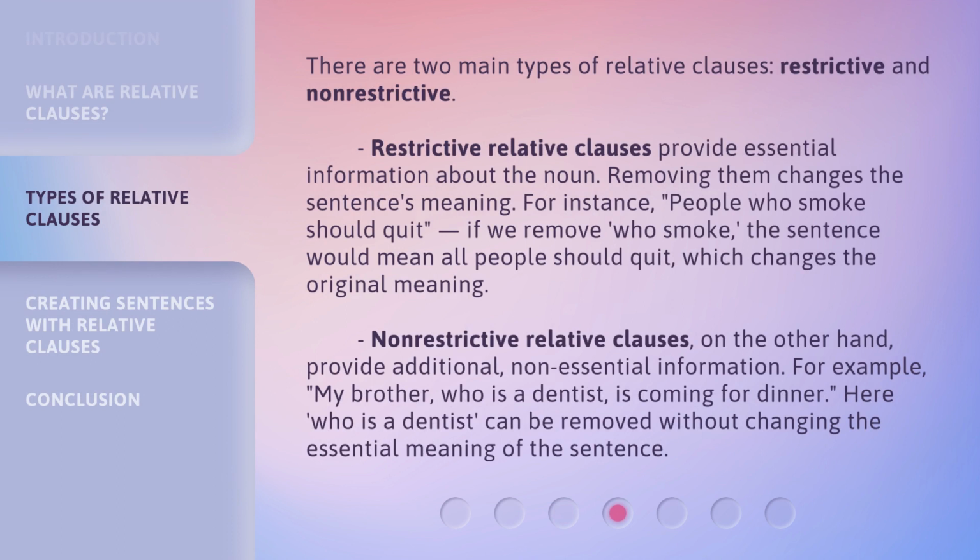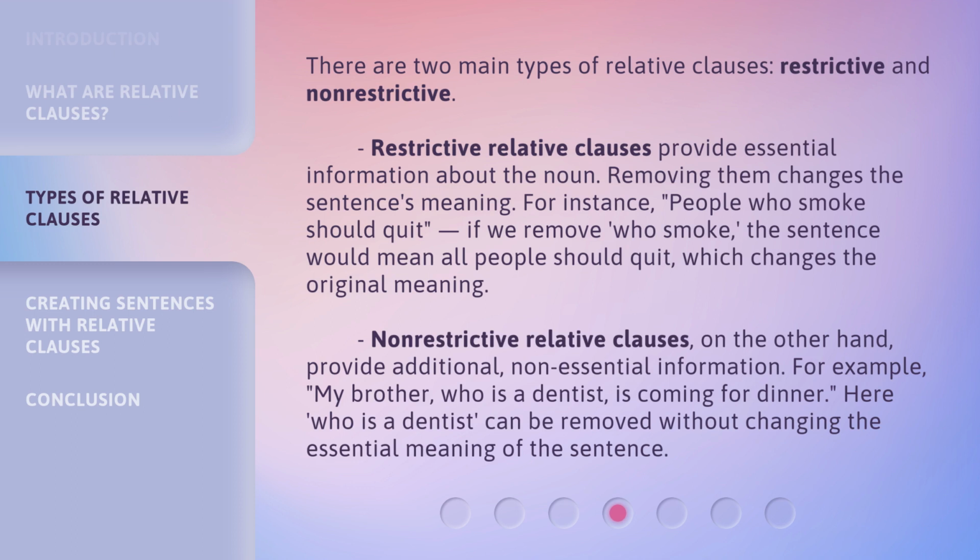There are two main types of relative clauses: restrictive and non-restrictive. Restrictive relative clauses provide essential information about the noun. Removing them changes the sentence's meaning. For instance, people who smoke should quit. If we remove who smoke, the sentence would mean all people should quit, which changes the original meaning.